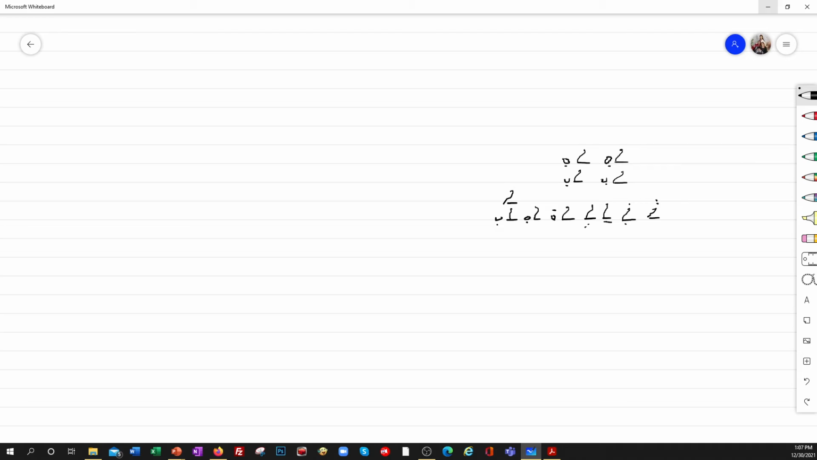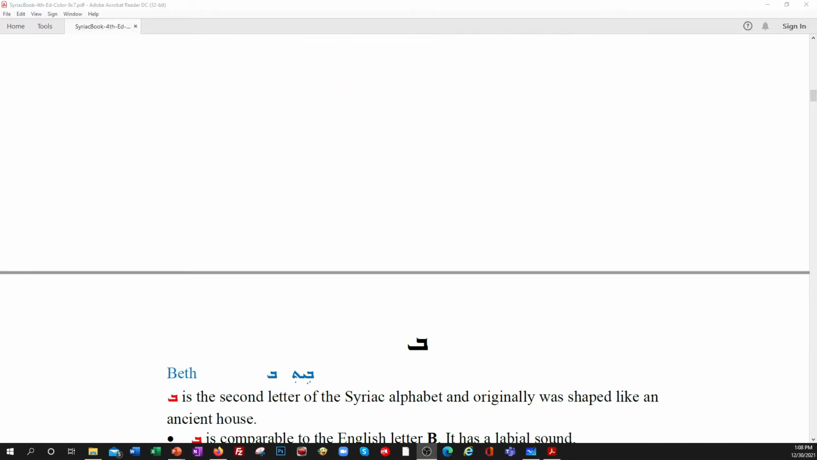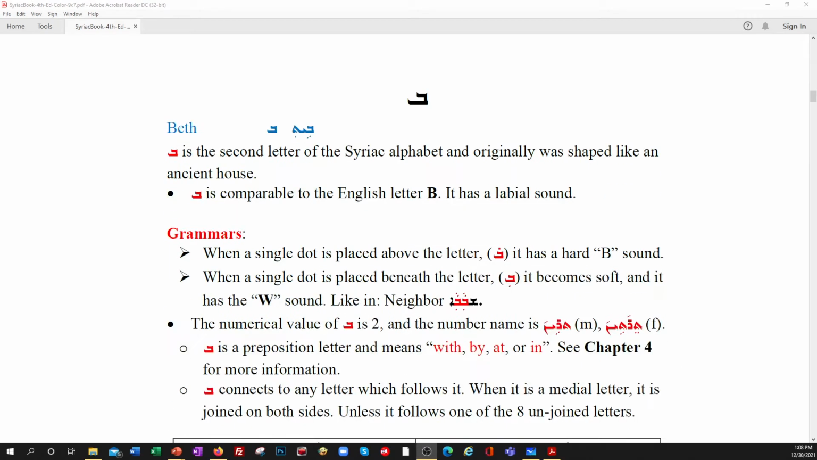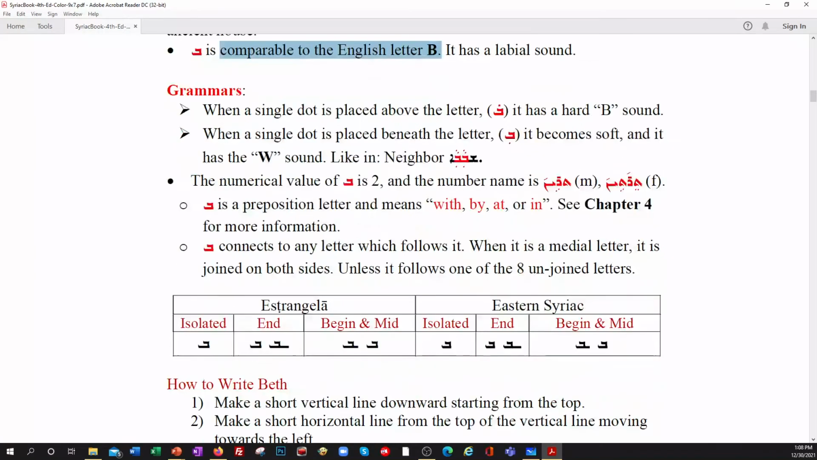That's for Alep. If we go back to this one now, the next one is Beth, the second letter. It was shaped like this based on the information here. Beth is a B in English, and it has 2 grammar rules, so pay attention to them. When a single dot is placed above the letter Beth, like this one here, it has a hard B sound, like B.